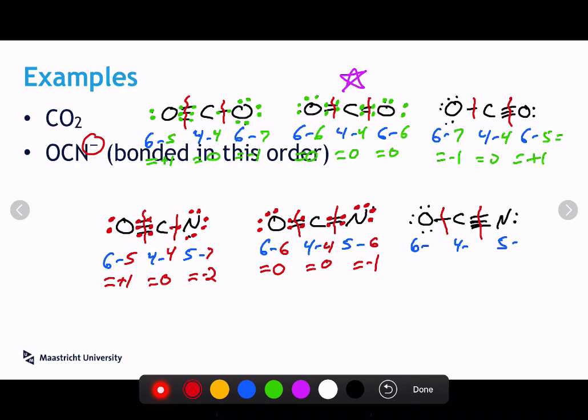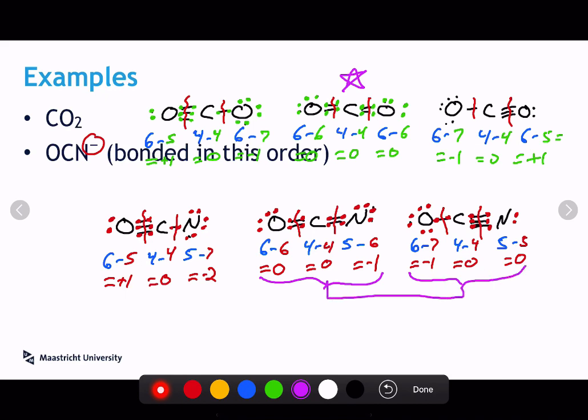But let's do this last one. Here we have oxygen with 7, so that's a minus 1. Carbon has 4, that's equal to 0. And nitrogen has 5, so 5 minus 5 is also equal to 0. So here we can see that we have two structures that have the same set of formal charges. Both of them have two zeros, and both of them have a minus 1.